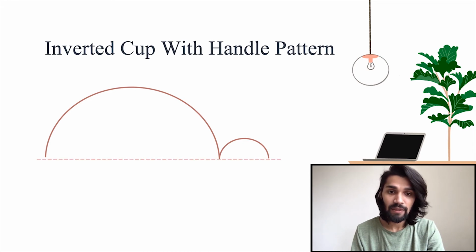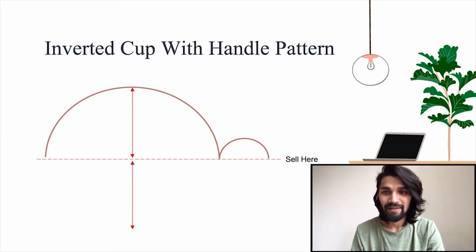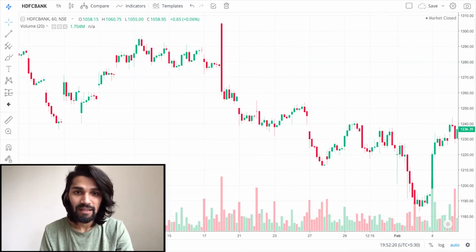So as soon as it breaks the neckline, the prices are supposed to go down as many points as between the top of the inverted cup with handle and the neckline. That is, it would travel that many points down. Your stop loss can be 4 to 5% of your capital. We will look into an example for inverted cup with handle.